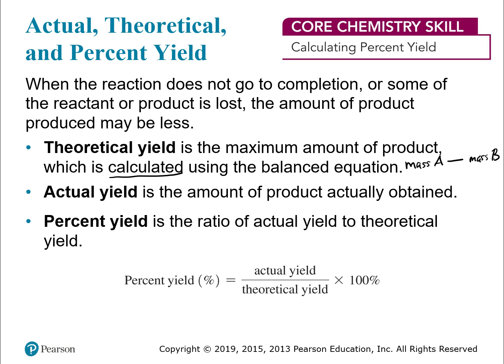The actual yield is what you actually get. That's experimental. And in a problem, you'd be provided with that. The percent yield is the ratio of the actual yield to the theoretical yield. So you divide the actual yield by the theoretical and multiply by 100%. That gives you your percent yield.